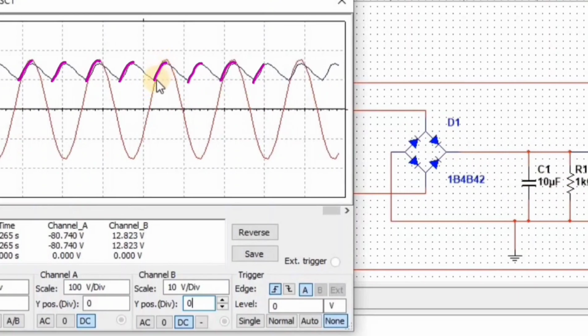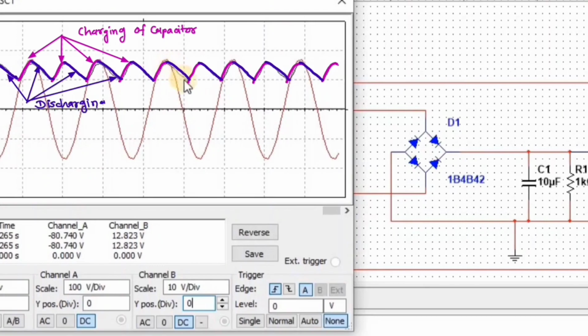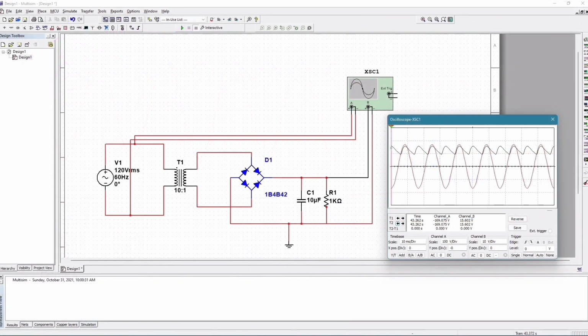When the voltage increases, the capacitor will charge, and when the voltage decreases, the capacitor will discharge. The higher the capacitance of the capacitor, the more it will smoothen the DC output signal.